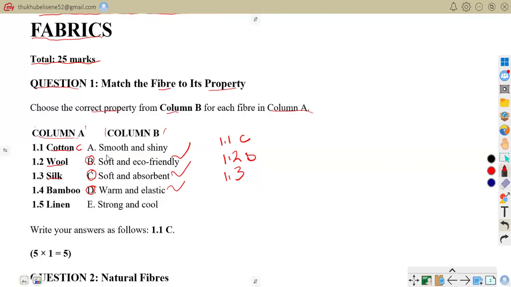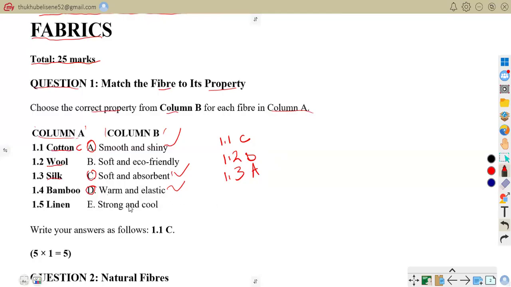1.3, silk is smooth and shiny. So it's incorrect to say they are soft and eco-friendly. The correct answer there is A, smooth and shiny. Sorry for that. The correct answer is A. Silk has a smooth texture and naturally shiny appearance, like I've said. That was just a mistake.